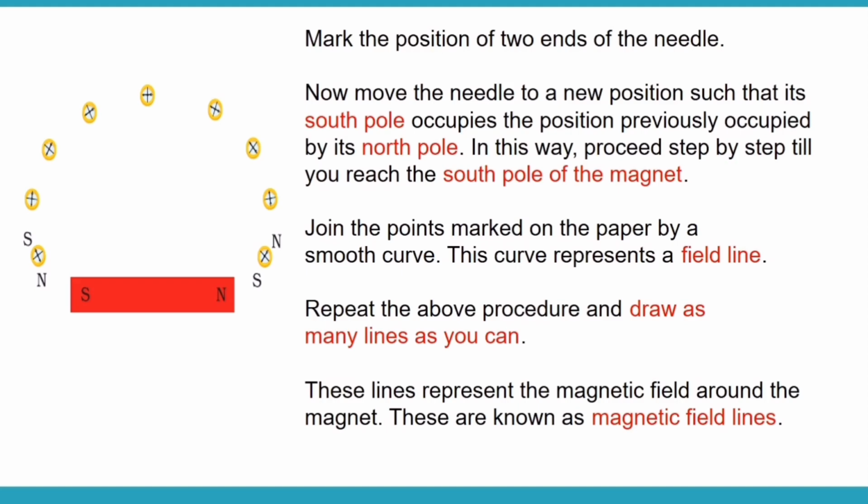Join the points marked on the paper by a smooth curve, and this curve represents a field line. Repeat the above procedure and draw as many lines as you can. These lines represent the magnetic field around the magnet, and these are called magnetic field lines.